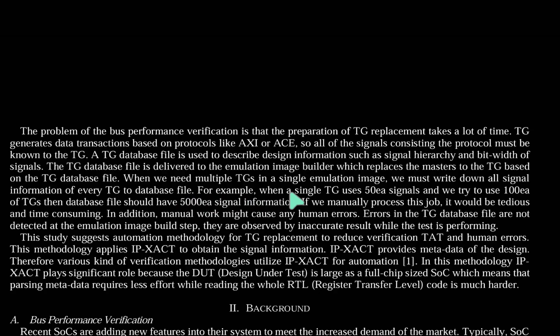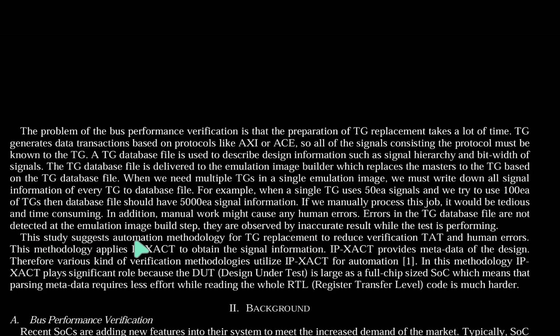For example, when a single TG uses 50 signals and we write 100 TGs, then the database file should have 5,000 signal information entries. If we manually process this job, it would be tedious and time-consuming. In addition, manual work might cause human errors. Errors in the TG database are not detected at emulation image build steps, and they are observed by inaccurate results while the test is performing.